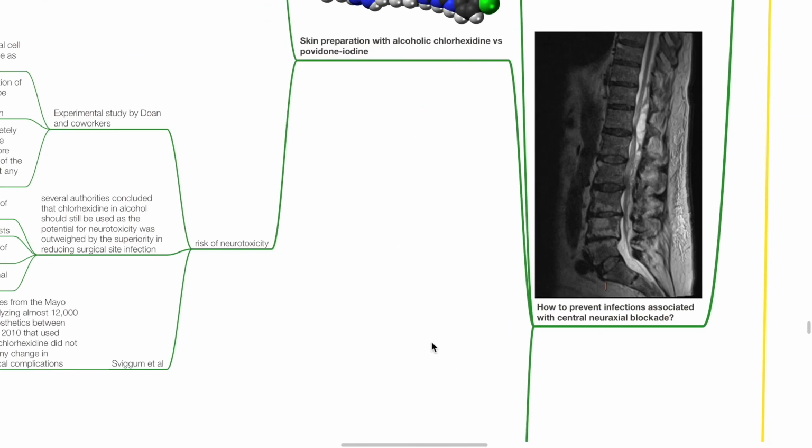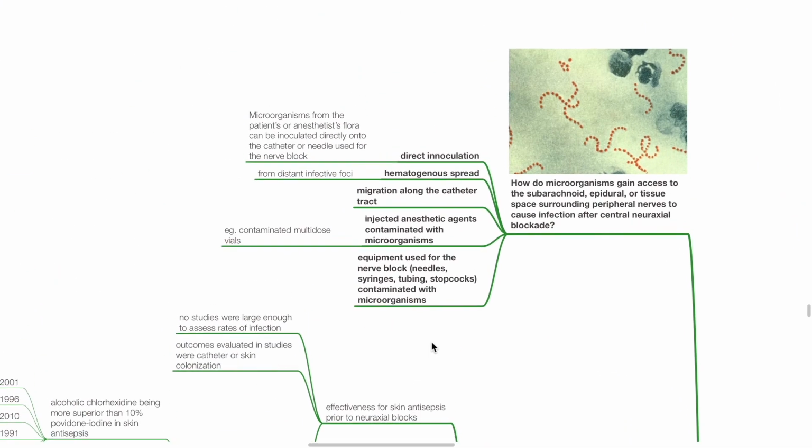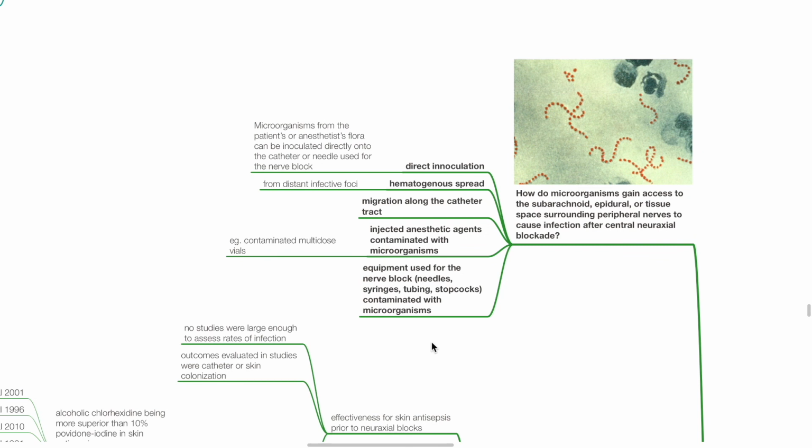How to prevent infections associated with central neuraxial blockade. Microorganisms gain access to the subarachnoid, epidural, or tissue space surrounding peripheral nerves to cause infection after central neuraxial blockade via several routes: direct inoculation, hematogenous spread, migration along the catheter tract, injection of anesthetic agents contaminated with microorganisms, and equipment used for nerve block contaminated with microorganisms.